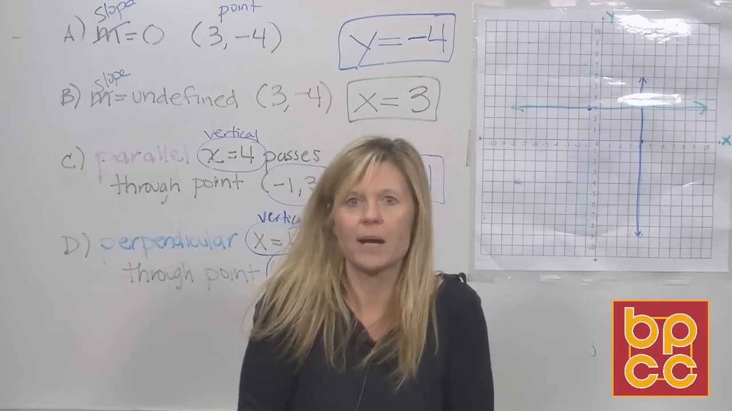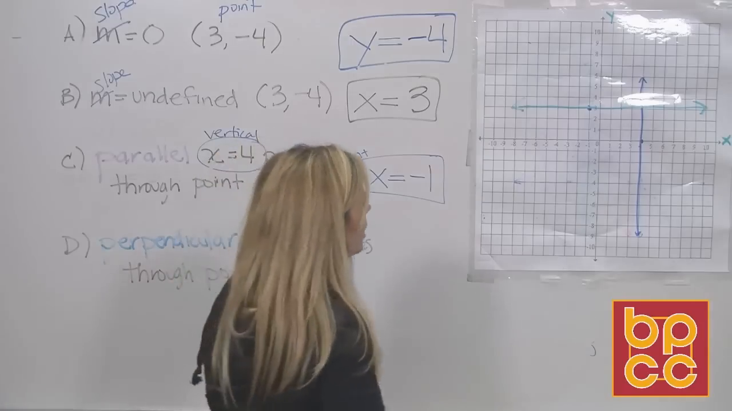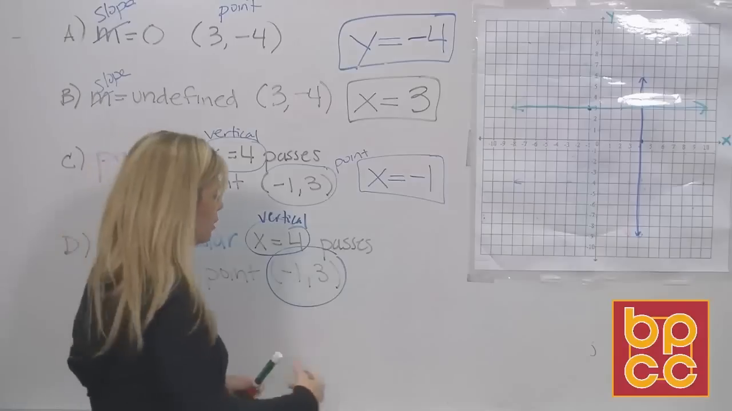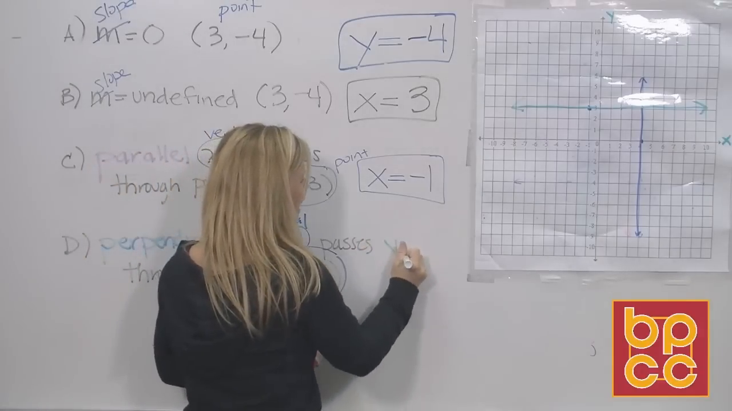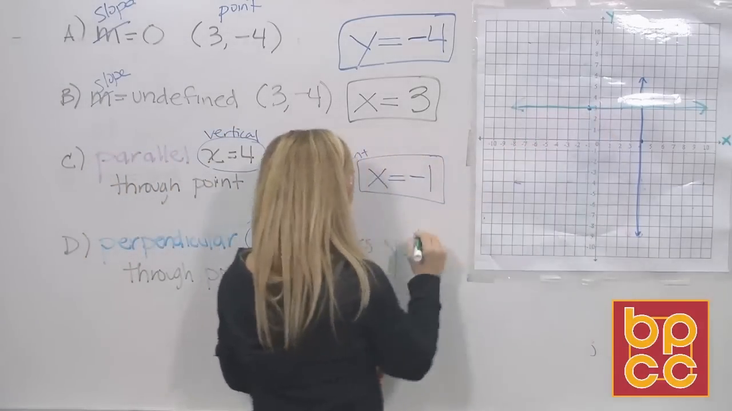Now, here's the problem. They didn't want you to draw the picture. They want you to just write the equation of this new line. So everybody look, what type of line did you just draw? Horizontal. What variable do we use? Very good, we use y equals. What is the y value? Well, let's look. It touches the y-axis at 3.